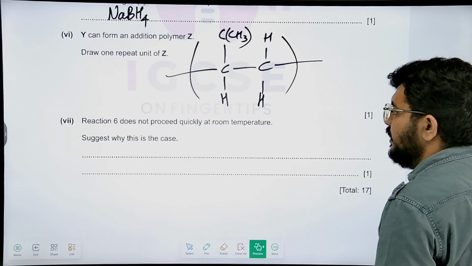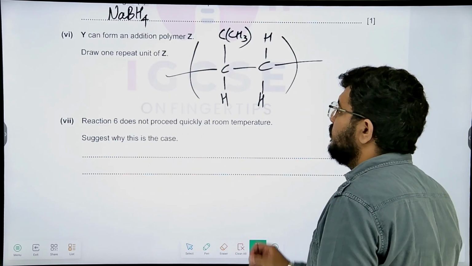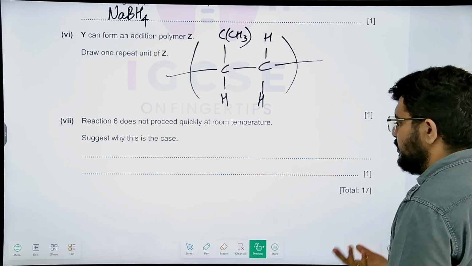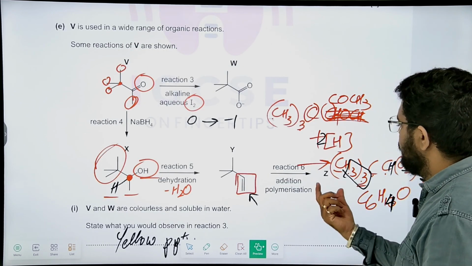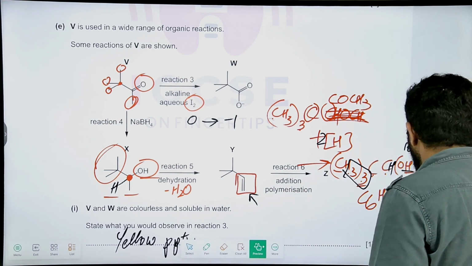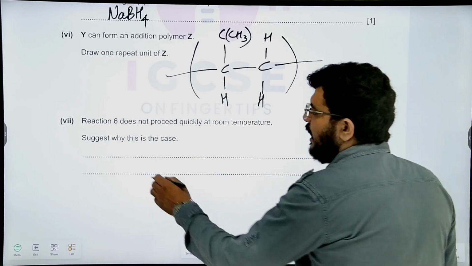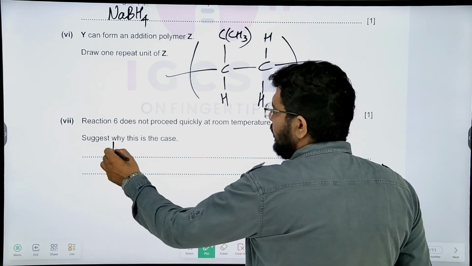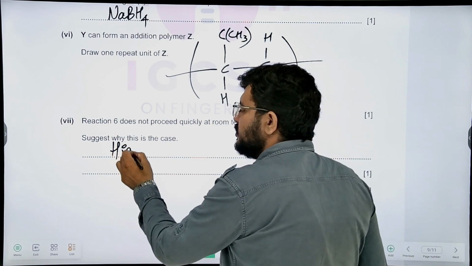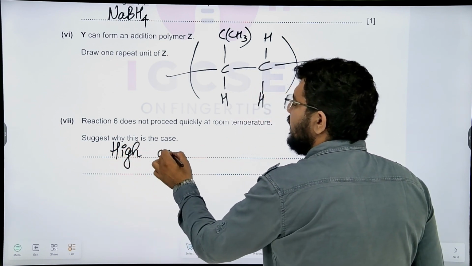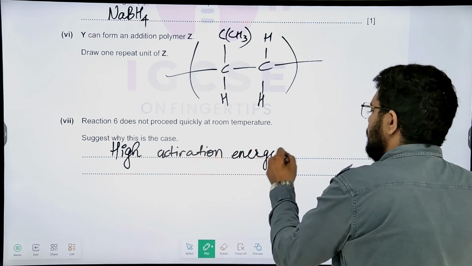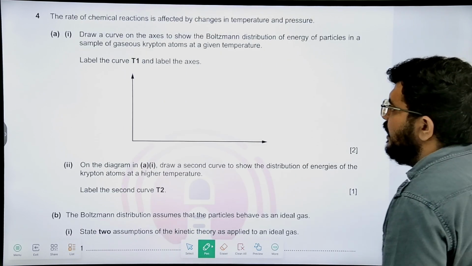Then we have reaction 6 does not proceed quickly at room temperature. Suggest why this is the case. Let's see what reaction 6 is first. Sorry, that is the addition polymerization. The only reason it is slow is high activation energy, right? It is polymerization. You are going to break the double bond. If you are going to break the double bond and that reaction is slow, then it has high activation energy, right? This is the only explanation we can write.